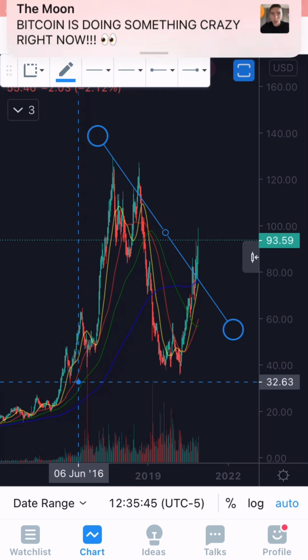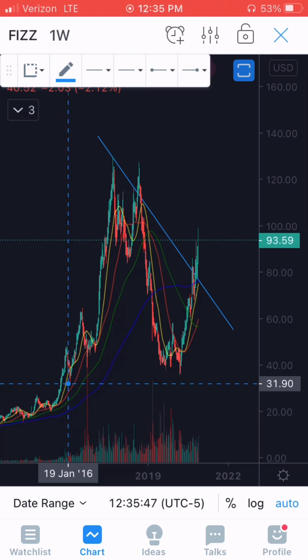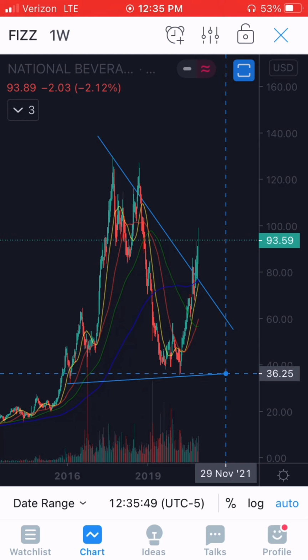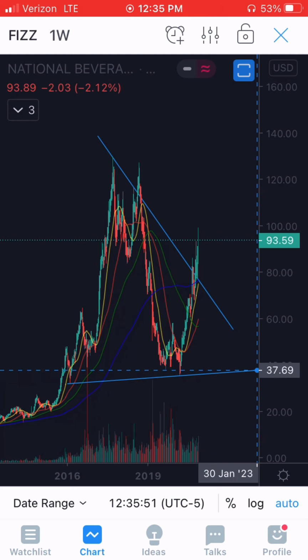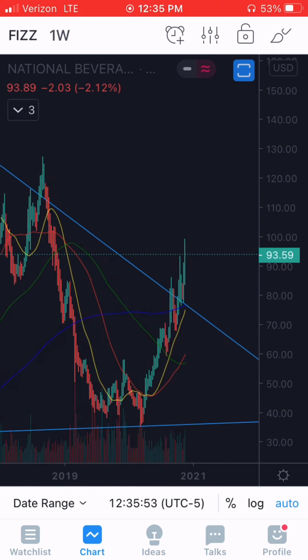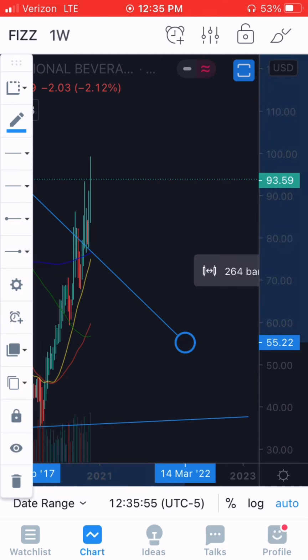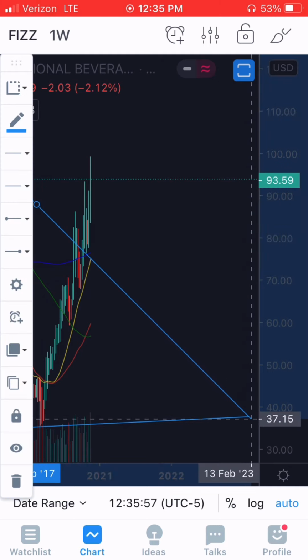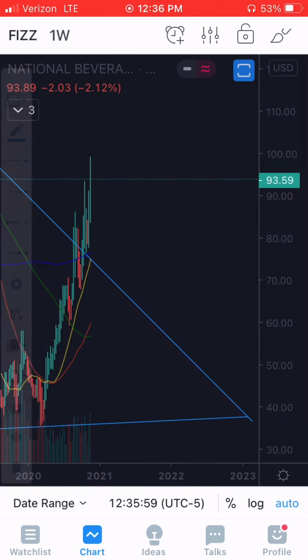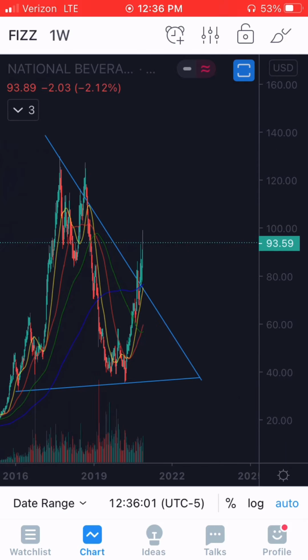One thing I forgot to do during this video was actually take a target move of this breakout here, but maybe in the next video I can get through with that and see where we could potentially have come to.